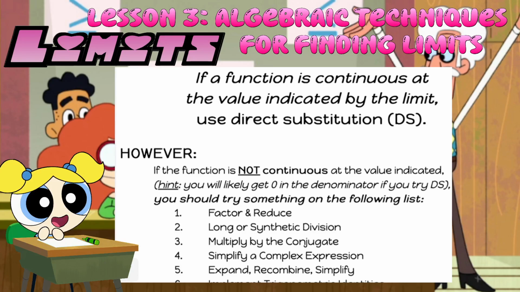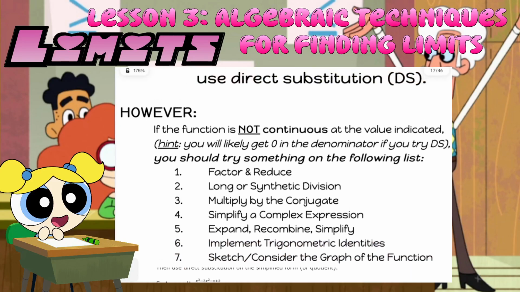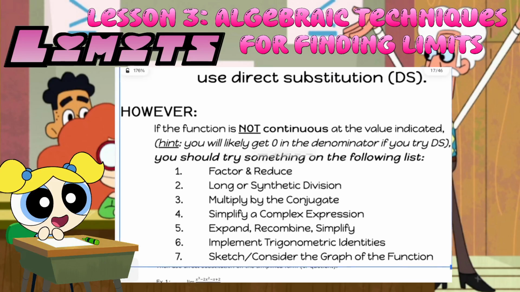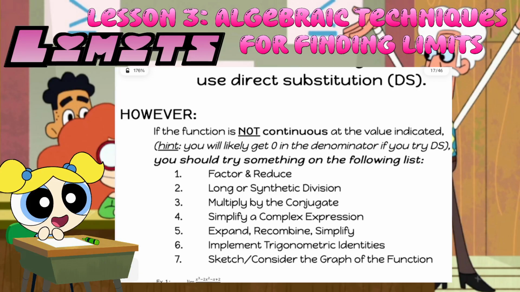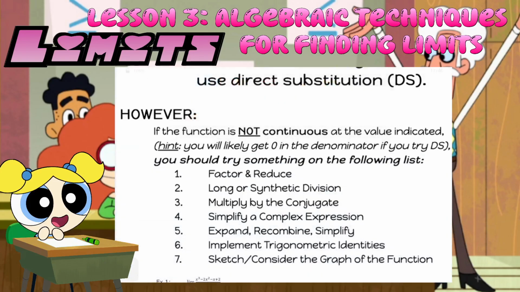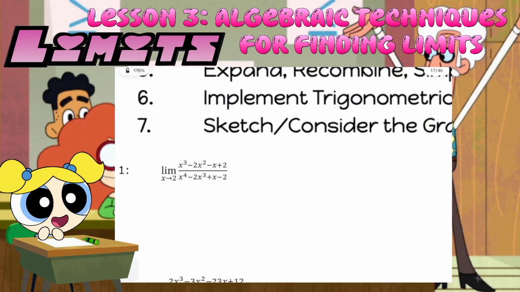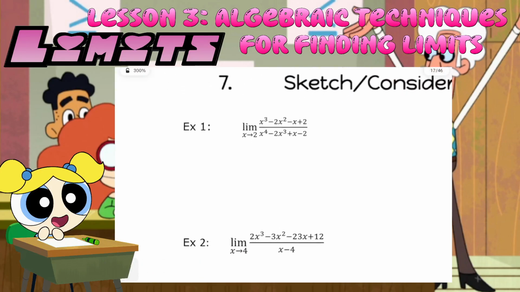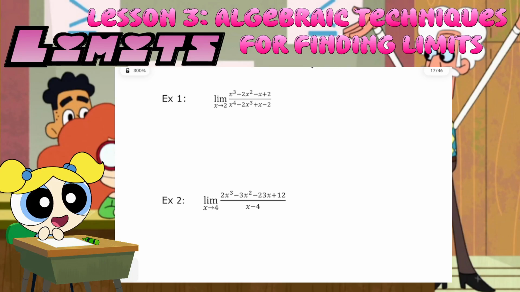You should try something on the following list. So number 1, factor and reduce. Now the list has a few more things. I actually modified it a little bit, but we are going to focus on numero uno. So number 1, we have this example right over here. Let's see if I could zoom this in. How is that? All right.